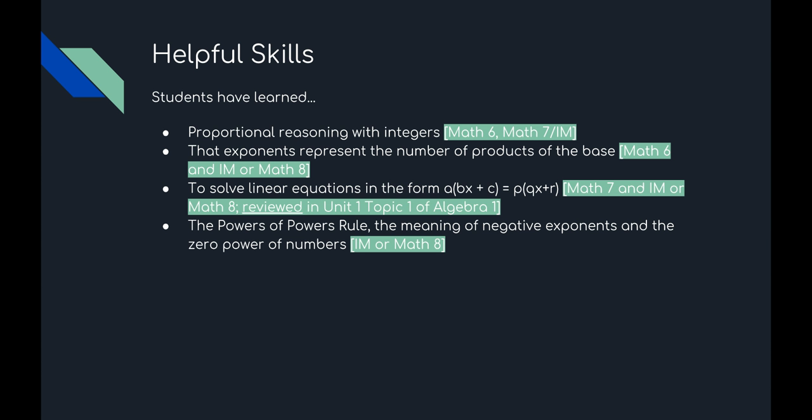Another skill that they've already learned at this point is to solve linear equations in the form a times the quantity, bx plus c, equals p times the quantity, qx plus r. Students have learned this in Math 7 and IM, or Math 8. It's reviewed in Unit 1, Topic 1 of Algebra 1.